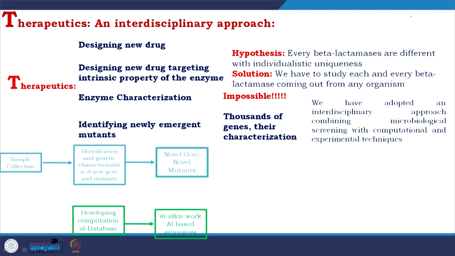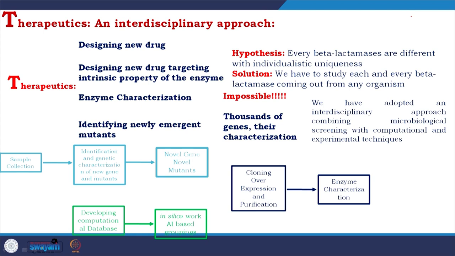Then in the computation, you develop a computational database of those genes. In silico work, where you develop data sets and then apply machine learning based prediction. Then the selected genes, you do cloning, overexpression and purification, and then go for enzyme characterization. Based on the understanding of the enzyme, you do novel drug designing, development and testing. So, these are not unrelated, all of them are related. This is an approach which we call a truly thorough interdisciplinary approach.